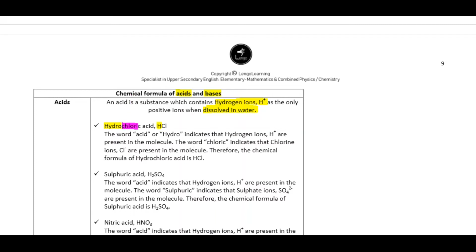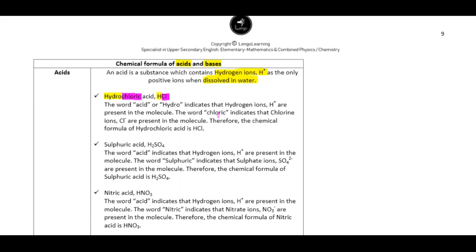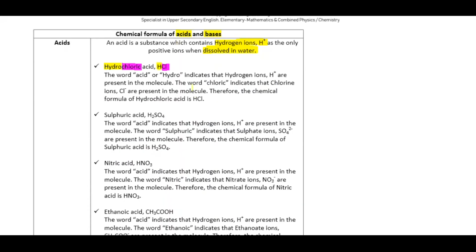chloric refers to chlorine. So the chemical formula for hydrochloric acid is HCl. The hydro refers to hydrogen, and the chloric refers to chlorine. Alright, that's it. So just to give you further examples.